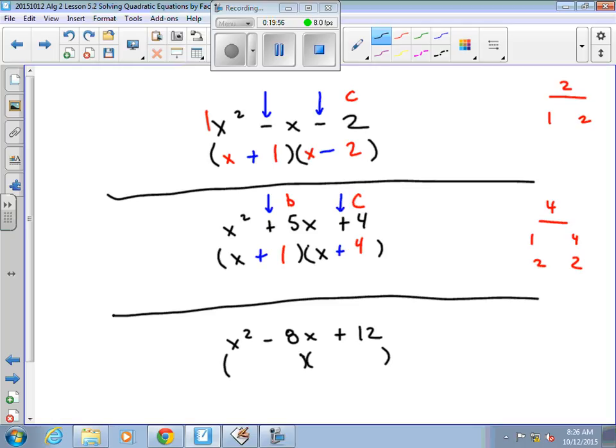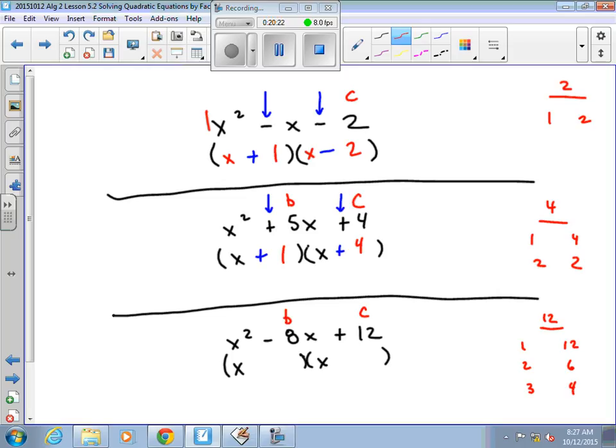Okay, again, with 12, there are more factors than both 2 and 4, like the previous examples. But we'll still do the same steps. Our C value is 12. So in 12, we can do 1 times 12. We can do 2 times 6. And we can do 3 times 4. Now we have 3 pairs to pick from. Which pair gets you to B's value, 8?